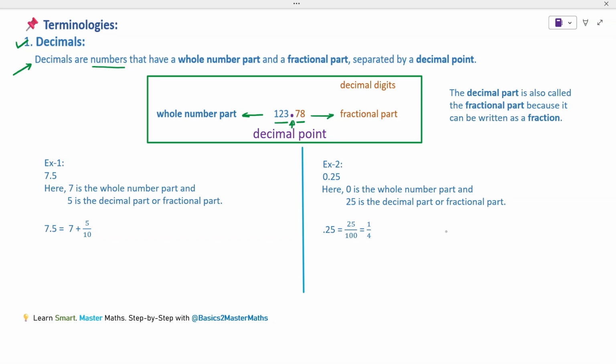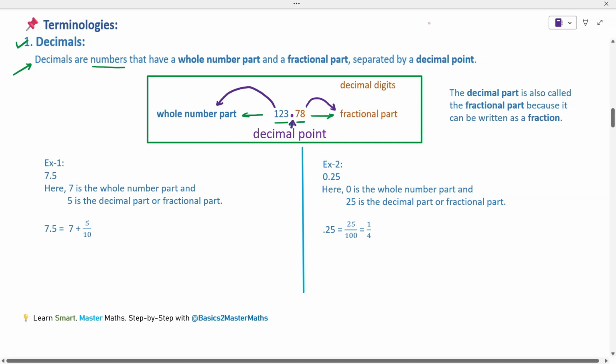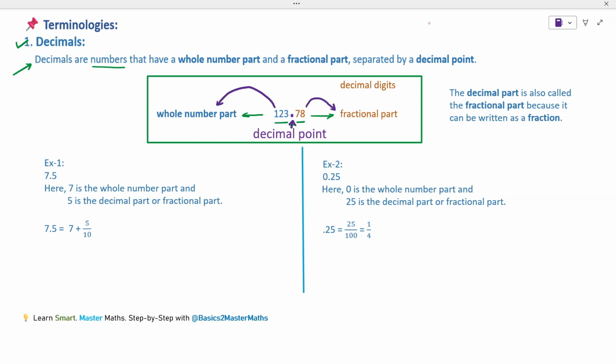Here, 123 is the whole number part, 78 is the fractional part separated by a decimal point. Got it? Also, in this case, 7 and 8 are called decimal digits.